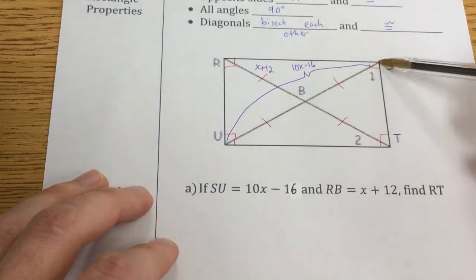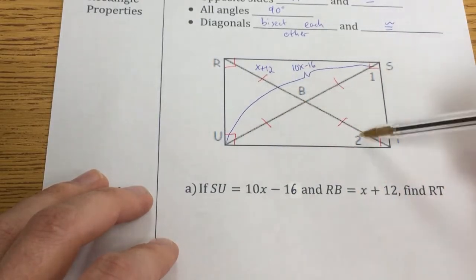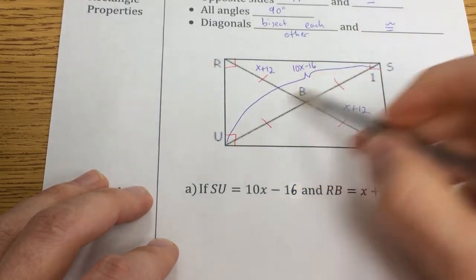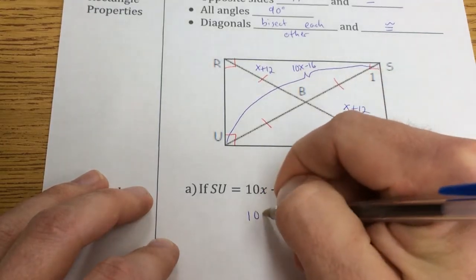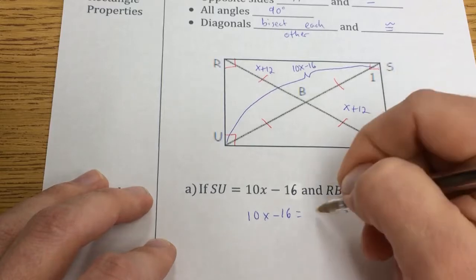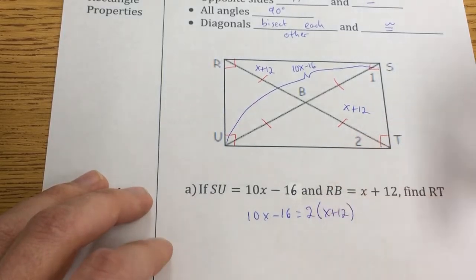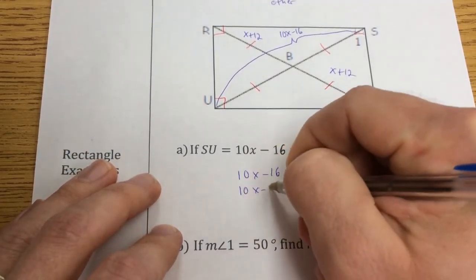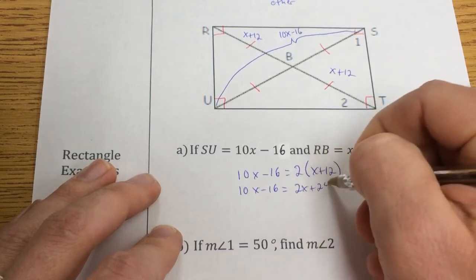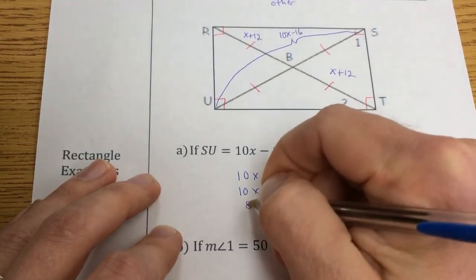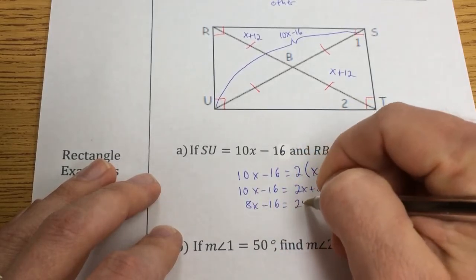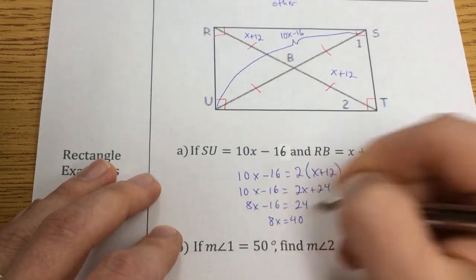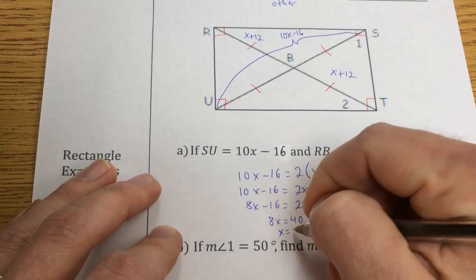Well, I know my diagonals are congruent, but I only have part of this other diagonal represented. So this other piece will also be x plus 12. So I have to multiply that one times 2 to be able to set it equal to my original diagonal. The diagonals are congruent, so we have 10x minus 16 is equal to twice x plus 12, or I could say x plus 12 plus x plus 12. All right, let's solve for x from that. I need to distribute. So I've got 2x plus 24. I'm going to subtract the 2x over, so I have 8x minus 16 equals 24. Then it's a minus 16, so I have to add 16 to the other side. So 8x equals 40. And then divide by 8, so x equals 5.